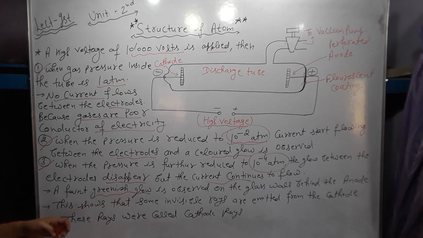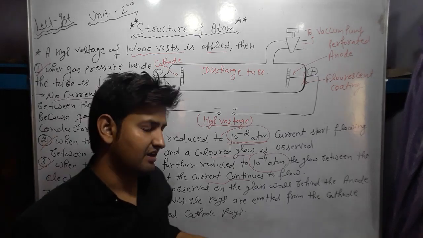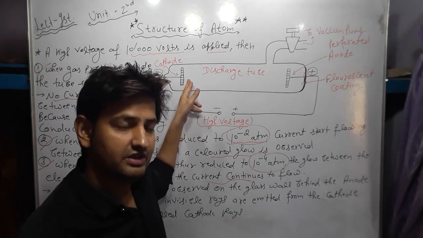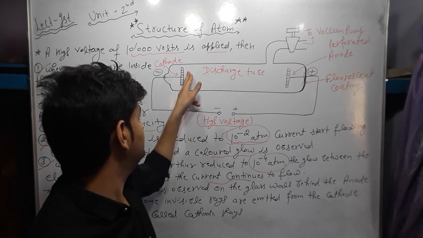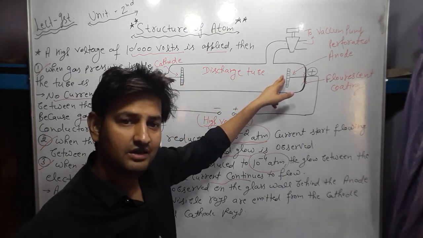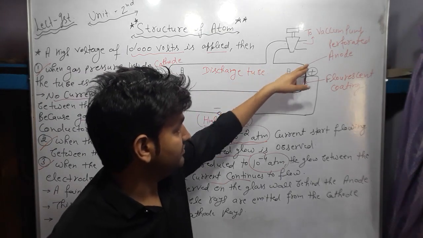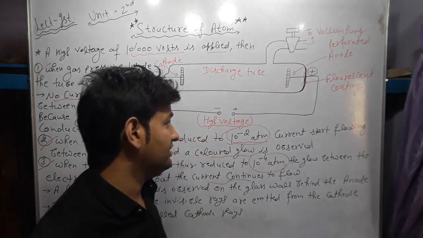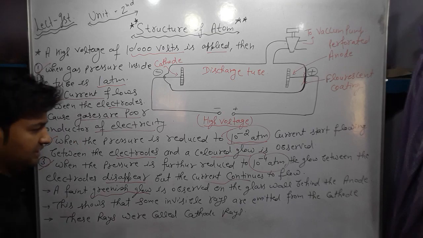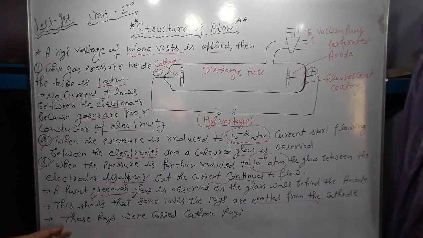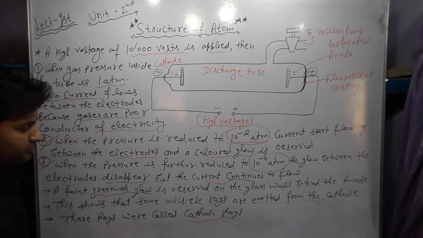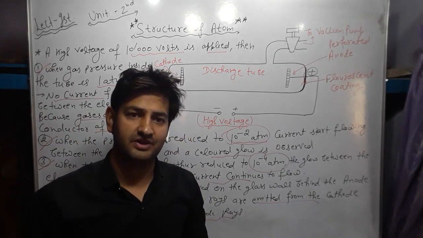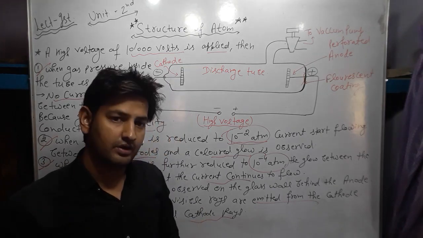The color is greenish. This shows that some invisible rays are emitted from the cathode, which are not visible, and they flow from the cathode and move toward the anode. And this anode is perforated. Perforated means holes are present inside the anode electrode. These rays emitted from the cathode were called cathode rays. So this experiment, Crookes experiment, is based on the discovery of cathode rays.